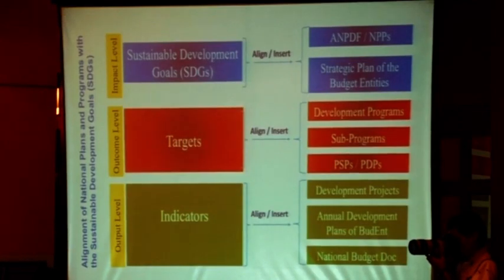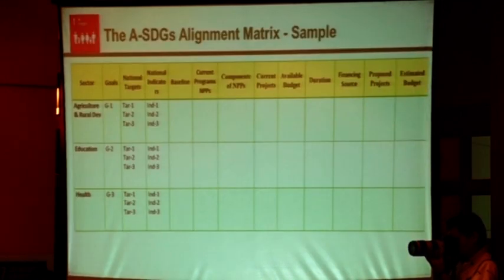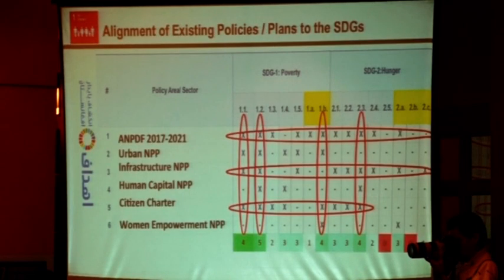Okay, so alignment. In alignment, we aligned all the NPPs, or national priority programs, and also the Afghanistan National Peace and Development Framework, which is the main strategy, the country's strategic paper, until 2021. And we have aligned the SDGs with those NPPs and also the national plan.